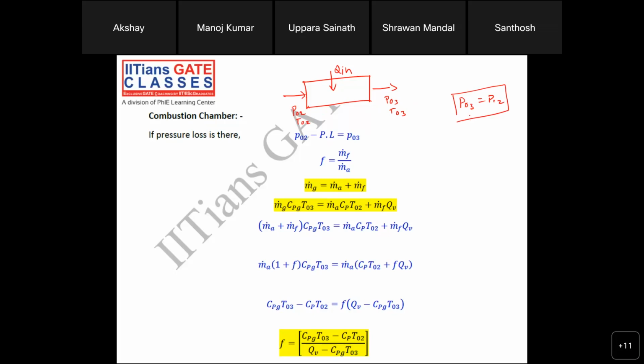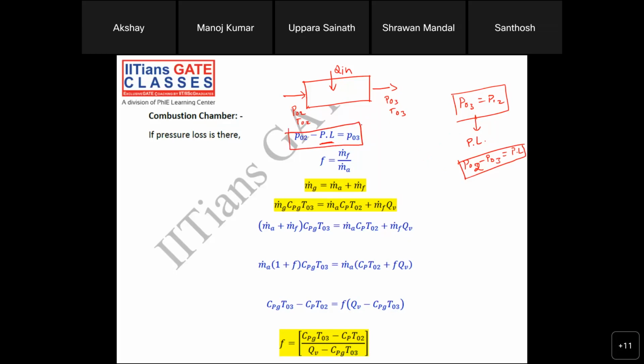But in a realistic way, what happens? You cannot maintain the total pressure constant, so you will experience some kind of pressure loss. This PL, whatever we are seeing here, is basically a pressure loss. That is nothing but the difference between the total pressures at the beginning and at the end. This is an actual problem. Ideally they are equal, but in actual cases you will see some pressure loss. That is one of the important aspects when you deal with the combustion process.